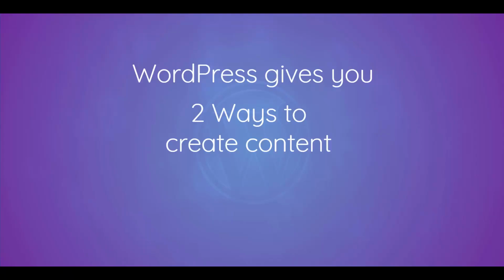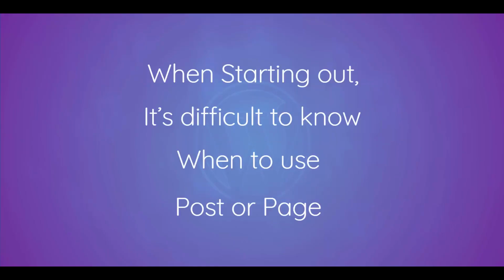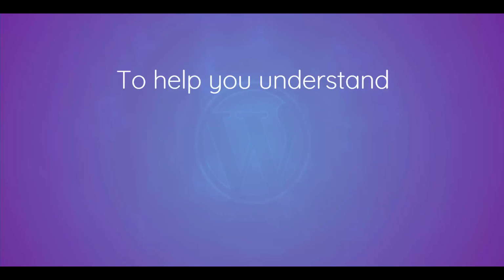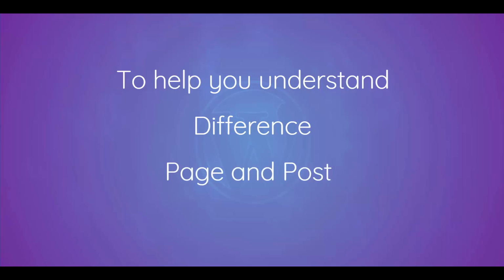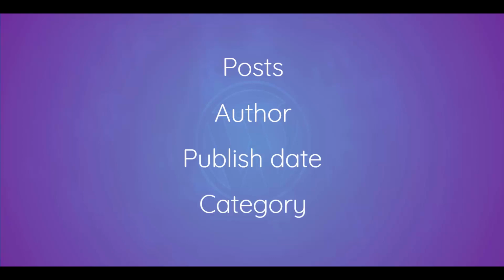WordPress gives you two ways to create content, using posts and pages. When starting out, it's difficult to know when you should use a post or a page for creating your content. To help you understand clearly, let's see the difference between a page and a post. WordPress posts have an author, publish date, and a category.